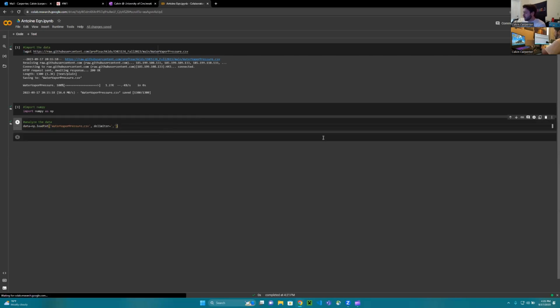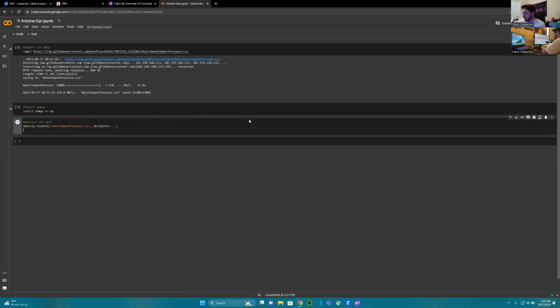Okay. And I almost forgot. We have to set our temperature and pressure equal to the transpose of the data. Because instead of having columns of temperature and pressure, we want to transpose that to rows of temperature and pressure.